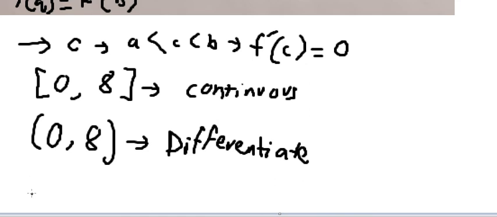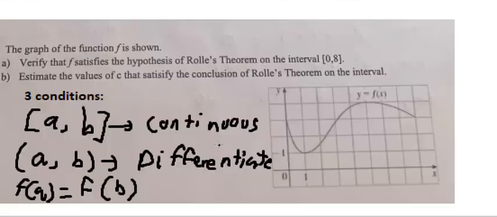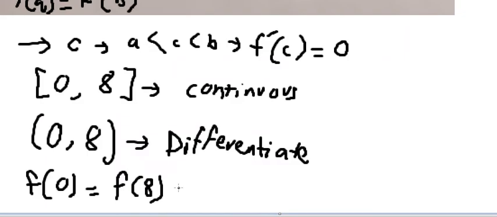The next one, f of 0 equal to f of a. So if we look on the graph, at x equal to number 0, you get number 3. At x equal to number a, you get number 3. So that should be number 3 in here. So we have three conditions, and they are all satisfied.